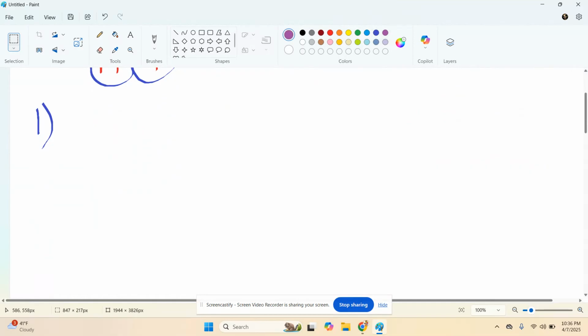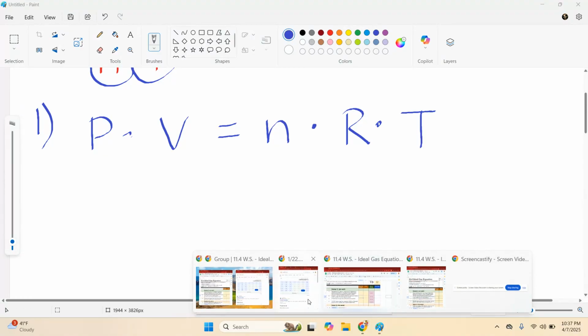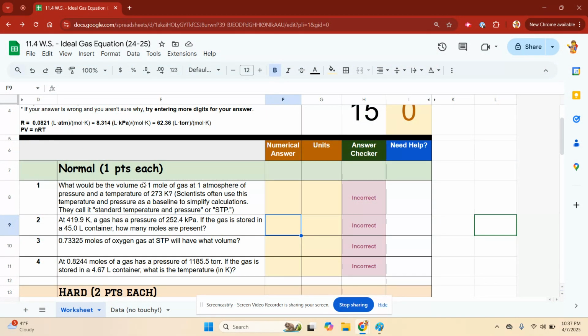So I'm going to set this problem up. The pressure of the gas, by the way, I expect you to do this. The pressure times the volume of the gas is equal to the number of moles present times the gas constant times the temperature. And now we just plug in what we know from the problem: 1 mole of gas, 1 atmosphere of pressure, and a temperature of 273 Kelvin.